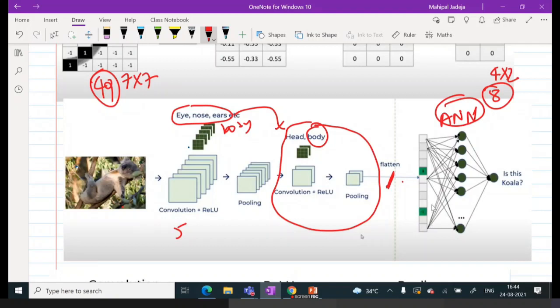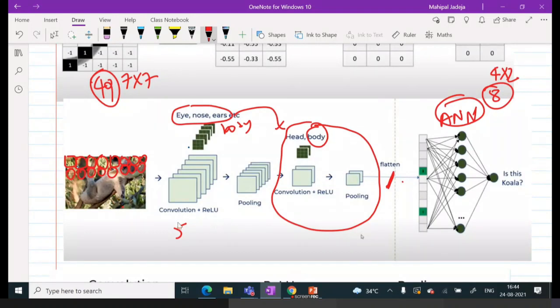Fewer neurons, hence fewer weight parameters and less computation time. Location invariant feature, because now we are scanning the entire image, so we won't miss the eyes of this particular animal, because we cover the entire image line by line from left to right, top to bottom. So there is no chance of missing any important feature, right? This is the core idea of convolution.